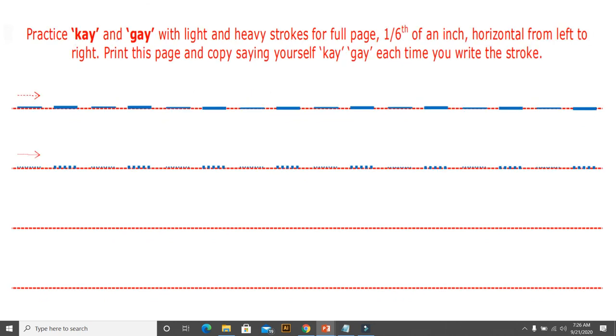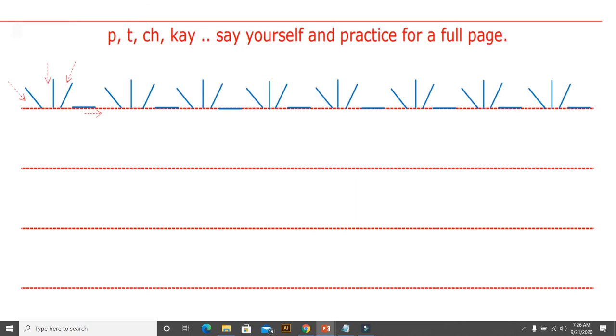Then you have K and G. K is on the line, first lighter K, then darker, lighter, darker, and you have to write one page. Then you have to write all of this, saying it yourself, and practice a full page. For example, P T J K, again P T J K. So say and write.